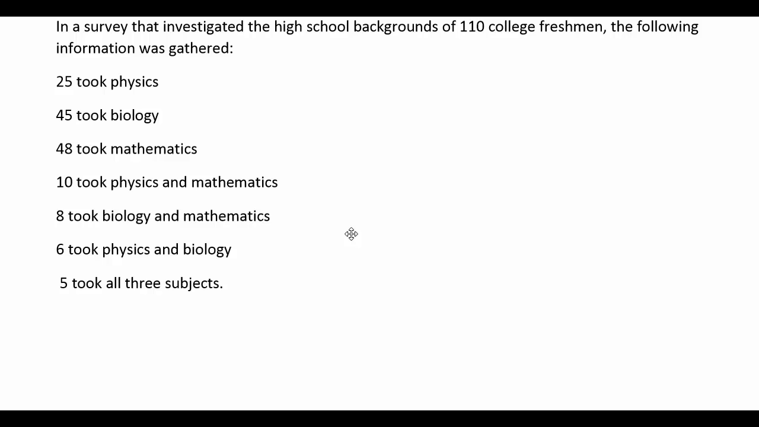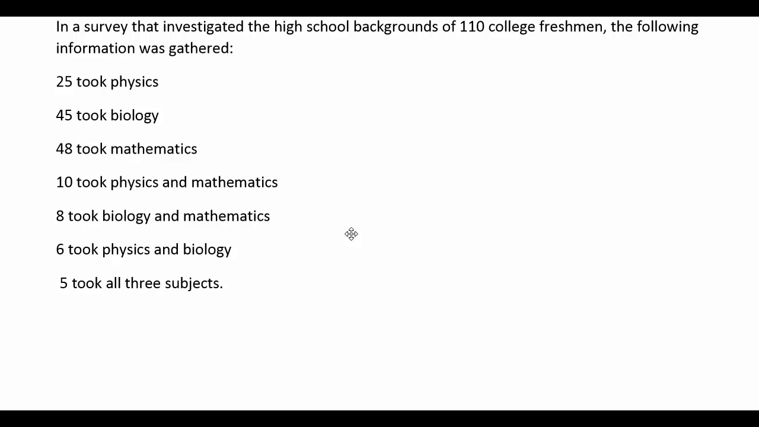Okay, so let's look at an application of intersections and unions with some actual numbers. In a survey that investigated high school backgrounds of 110 college freshmen, the following information was gathered. 25 took physics, 45 took biology, 48 took math, 10 took physics and math, 8 took biology and math, 6 took physics and biology, and 5 took all three.